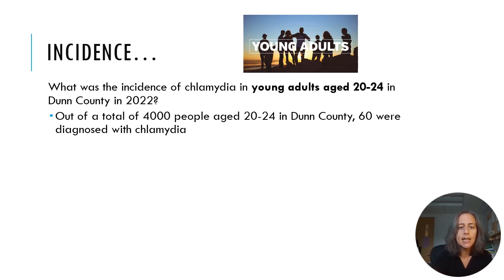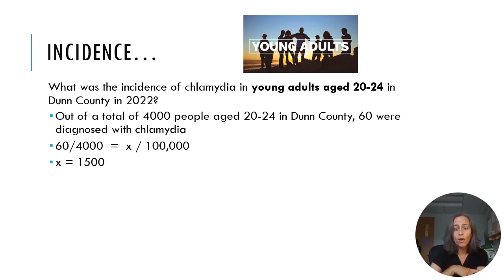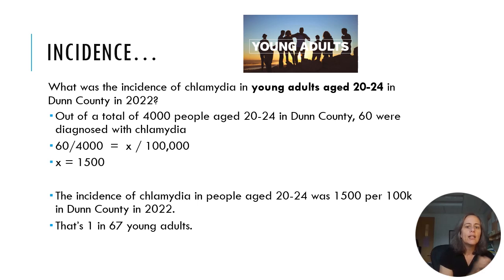So we had 60 cases out of 4,000 people. So 60 out of 4,000 is equivalent to X out of 100,000. And we find that the incidence then was 1,500 out of 100,000, which is way higher than what we had for the overall population, right? So much higher. And so it's 1,500 per 100,000, which is 1 in 67 young adults, right?